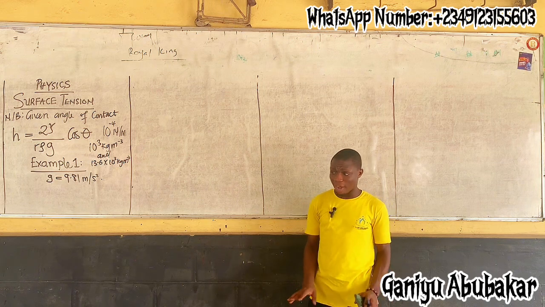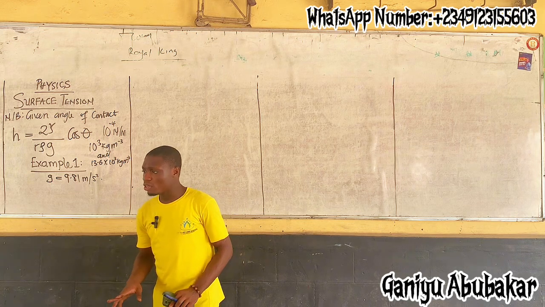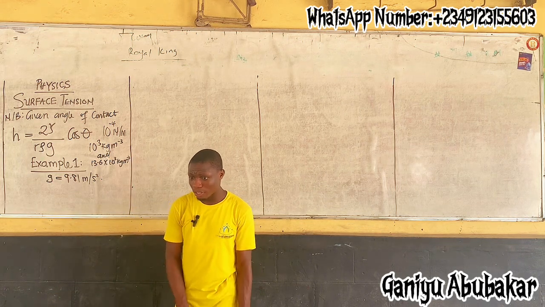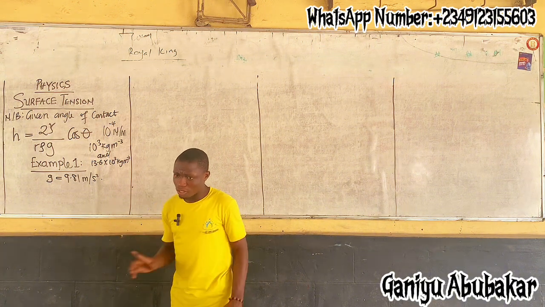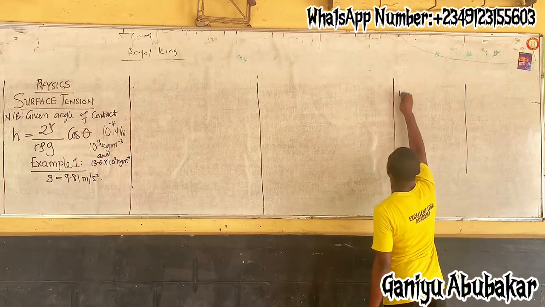In the question so far, I know two things. That thing contains what? Water and mercury. Let me do a quick analysis before I start solving. Look up. We know that we have that h is what?